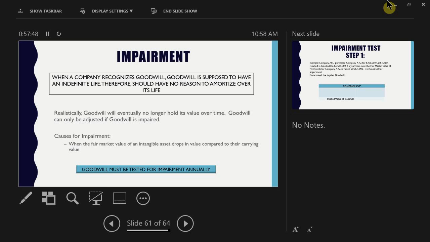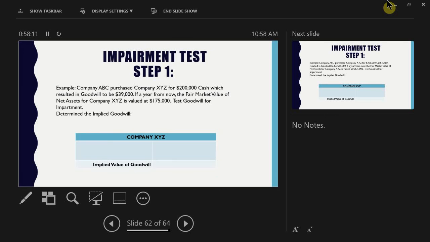So how do we do this? Now again, the rule of thumb here is that Goodwill should be tested for impairment every year. Just like all other intangible assets, not fixed. All intangible assets, right? Especially patents, licenses, copyrights, right? You want to make sure those things are still upholding their term or their life, okay? So let's go ahead and take a look at what impairment does, okay?